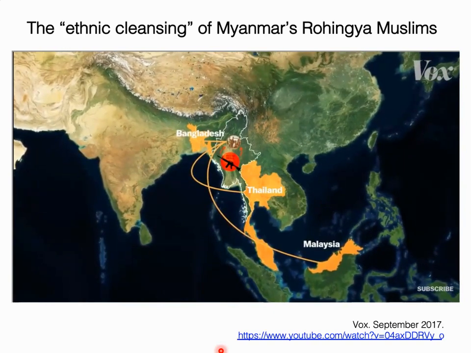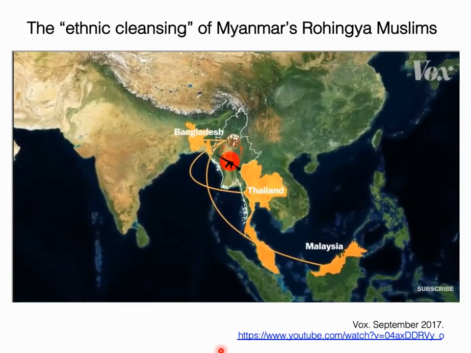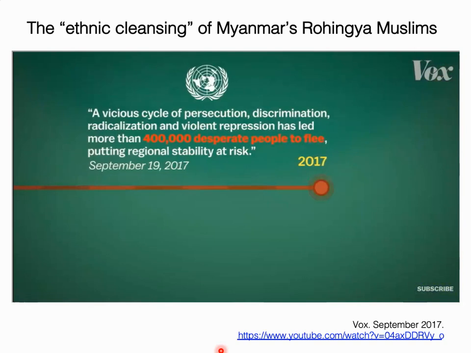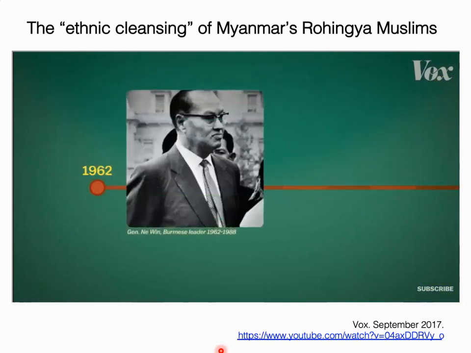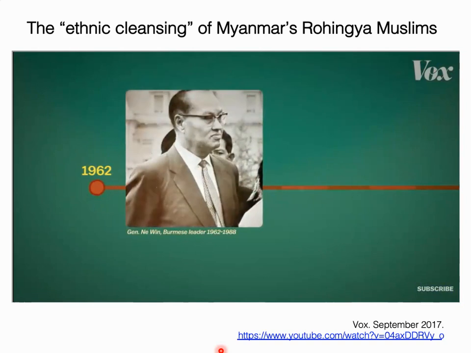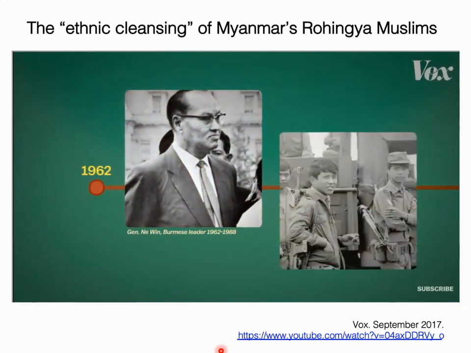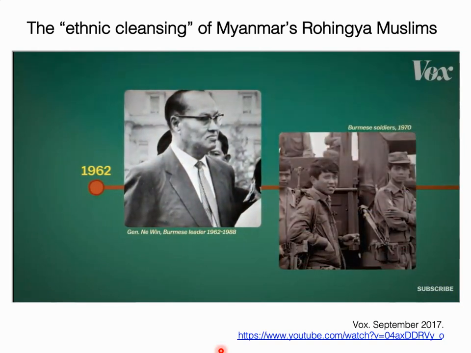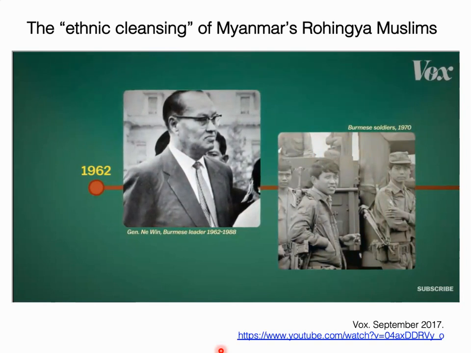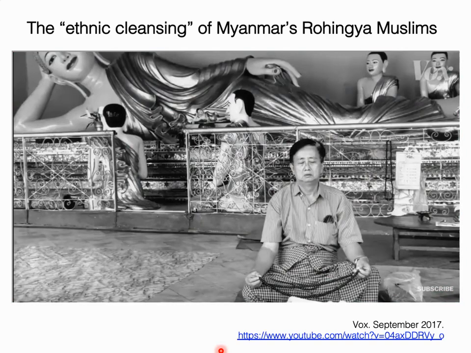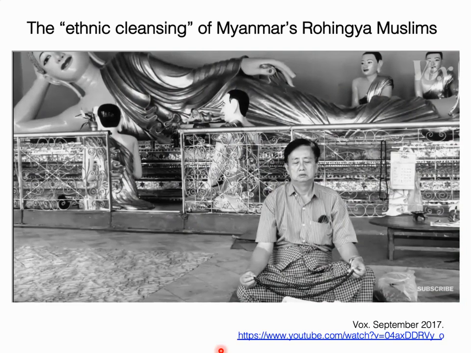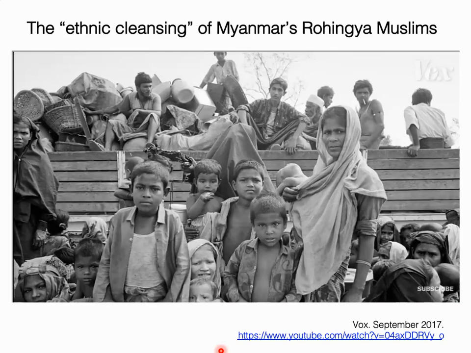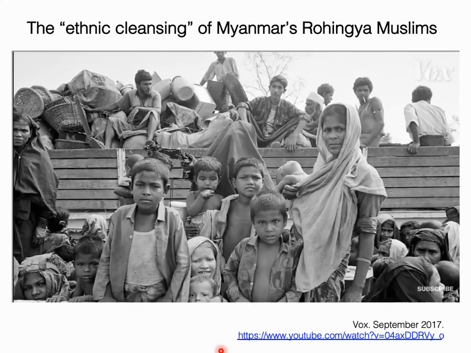The recent wave of violence is the latest in a pattern of discrimination that started over 50 years ago. In 1962, Myanmar, then called Burma, was taken over by the military in a coup. They got rid of the country's constitution and created a military junta. Like many dictatorships, they promoted fierce nationalism based on the country's Buddhist identity. And when they needed a common enemy to help unite the population, the Rohingya were singled out as a threat.